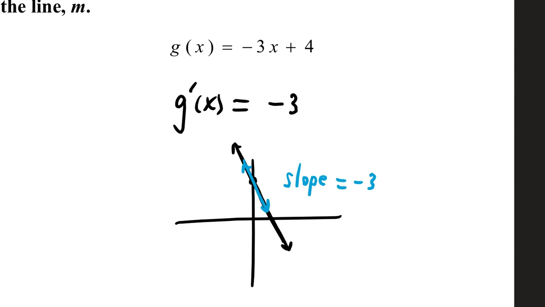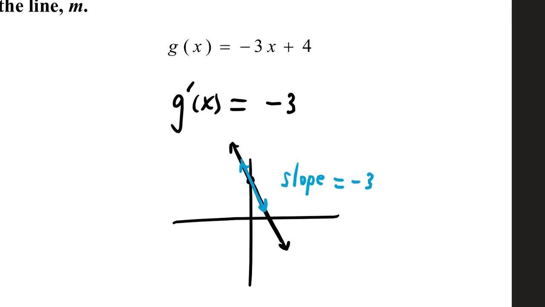This next example, g of x equals negative 3x plus 4. This is a line with slope negative 3 and a y-intercept of positive 4. So I can plot a dot on the y-axis at 4, and from that location I can go down 3 over 1, and that gives me the orientation of this line. Again, since the line is straight, it has a constant rate of change, which will match your slope.